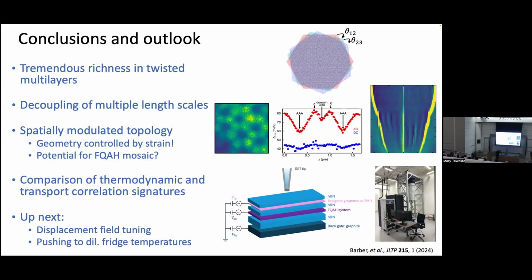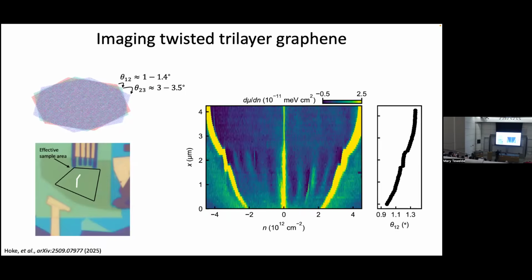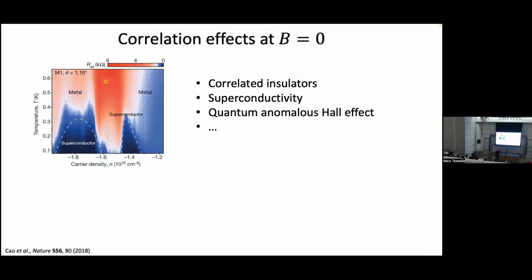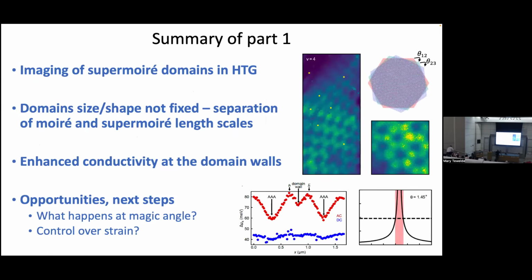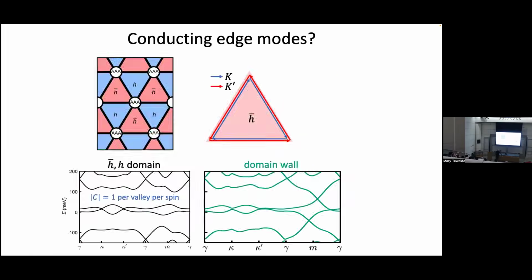Other questions? Alfred? There's one slide where you show the super moiré wavelengths can diverge as a function of some global strain. Do you have any intuition about why, by just changing the global strain?